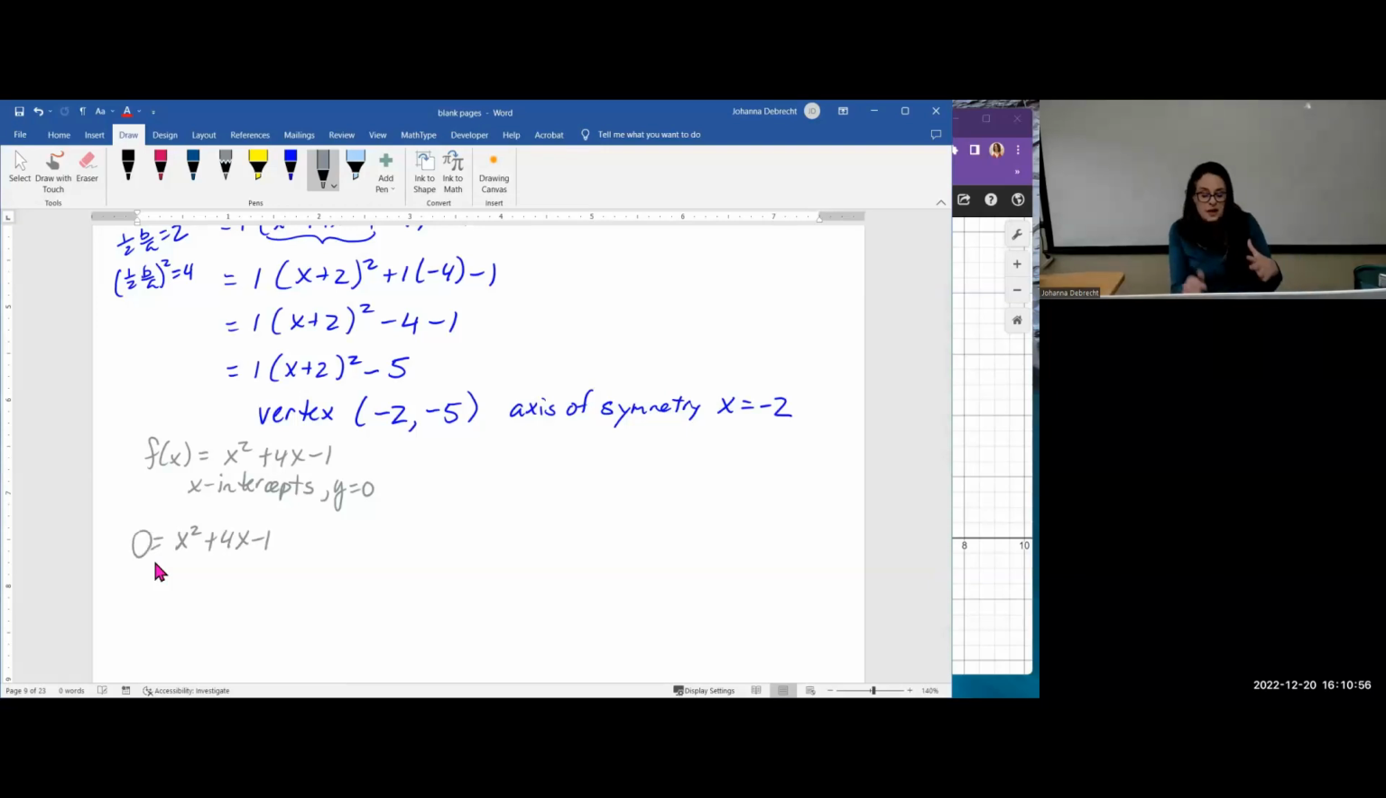Now, if it bothers you to have the equals 0 on the left, you can just move it to the right. Now, again, a is +1, b is 4, and c is a -1. Now, looking at this one, I don't think it factors, right? The only factors of -1 are 1 and -1. I don't think there's any way that that's going to give me a 4 in the middle. So quadratic formula is necessary here.